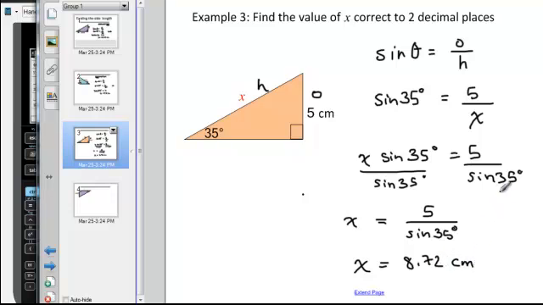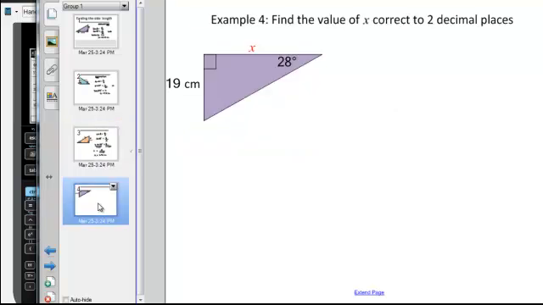When you've got x on the bottom, when it's your denominator, and you want to solve for x, what you're actually going to do is the other side divided by the sine or the cosine of whatever angle you have. Let's look at one more example with that kind of case.